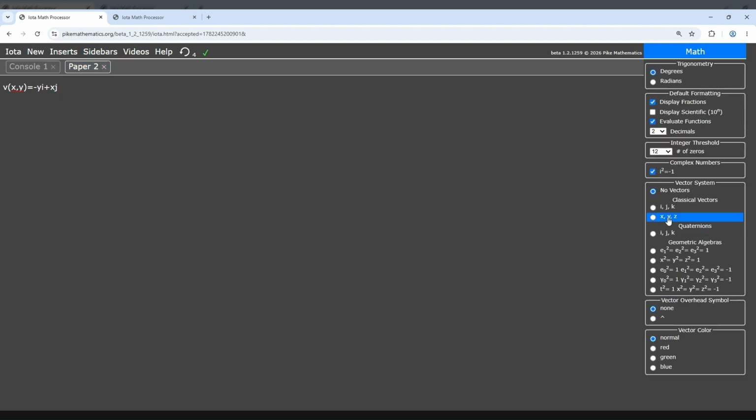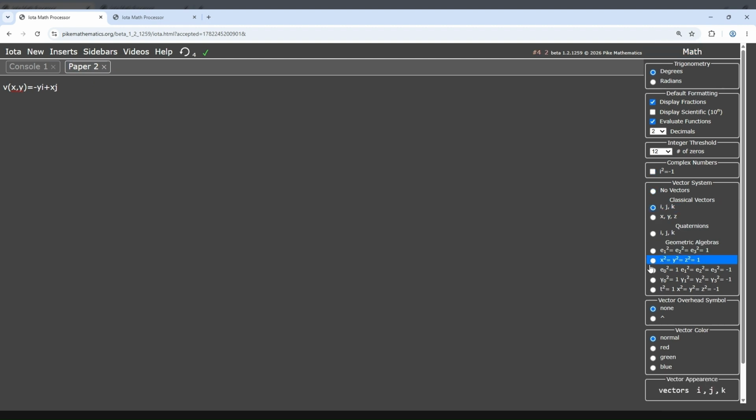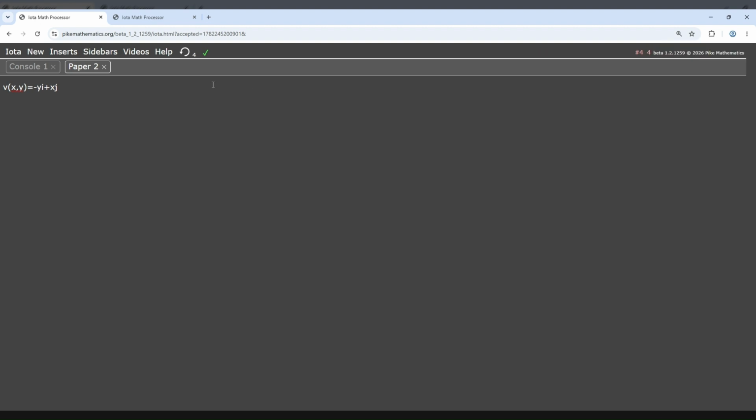So let's take a look at an example. We'll make this vector field a function of x and y. We'll make it equal to negative y i plus x j. And so we're working with vectors, so I have to tell Iota that. I go to Sidebars, Math, and I select Classical Vectors. And then I like to put the hats on the unit vectors. Enter. Okay, so that's my vector field here.